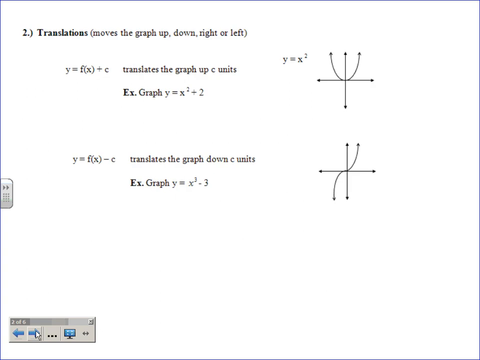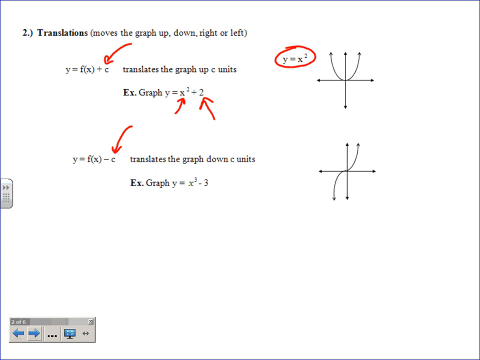You notice here we're either adding or subtracting some constant to the function. I would consider that kind of being outside of the function. It's not inside here being squared, is it? No, it's out here all by itself. And notice this parent graph again is x squared. So what would this do to your y values? It would make every single one of your y values 2 more than it was before. So all this is going to do is move it up 2.